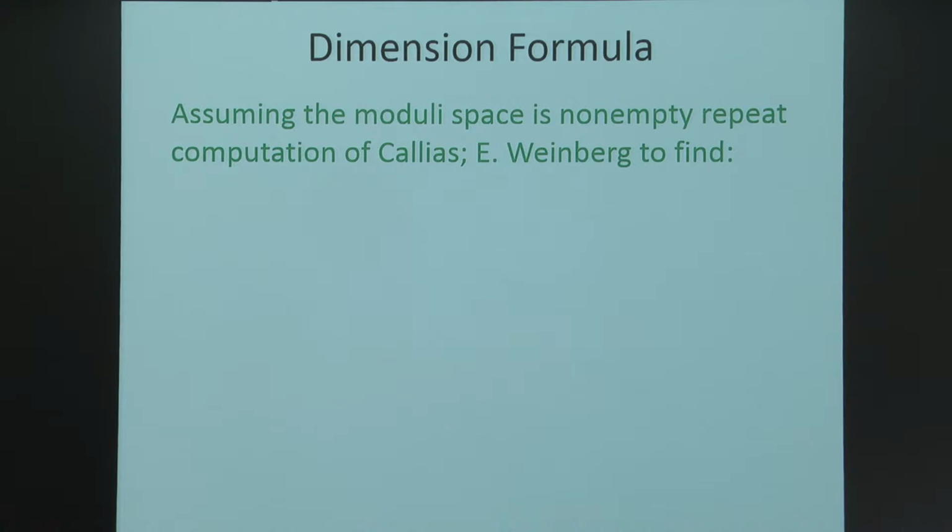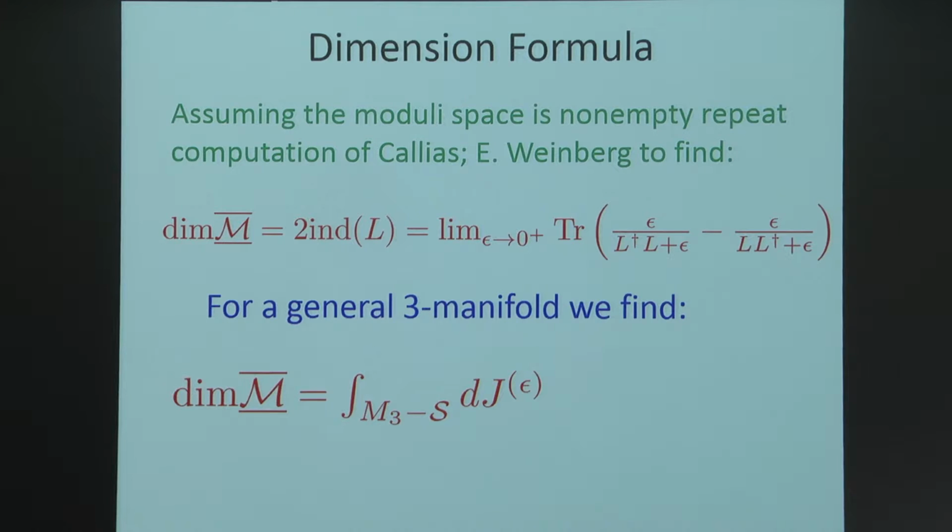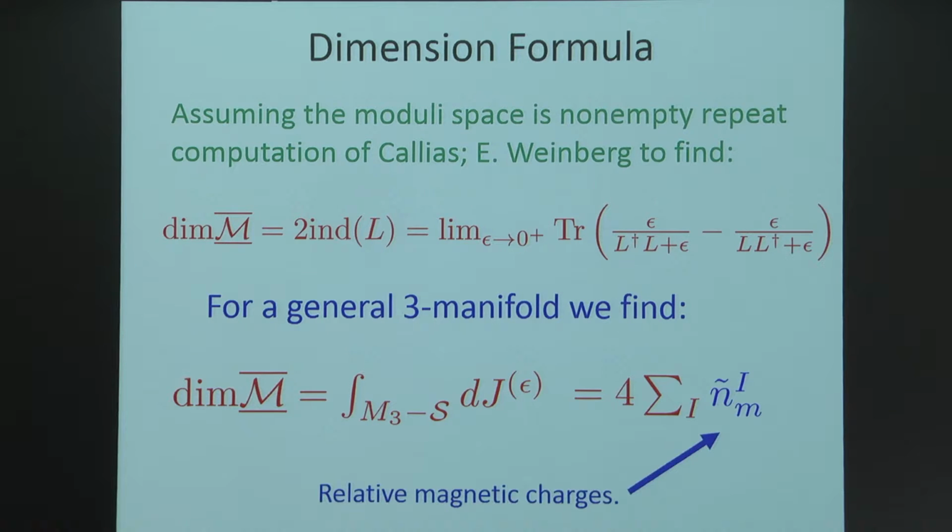And if you assume the moduli space is non-empty, it's a pretty straightforward calculation to repeat the analysis of Callias and Weinberg. The dimension of the moduli space is proportional to the index of a Dirac operator on R3. The index of an operator on R3 is a little subtle, so you have to define it this way. But indeed, on a general 3-manifold, you find a formula which is an integral of a total derivative. You can then analyze that by Stokes' theorem, and in this case, on R3, you get 4 times the sum of what we call the relative magnetic charges.